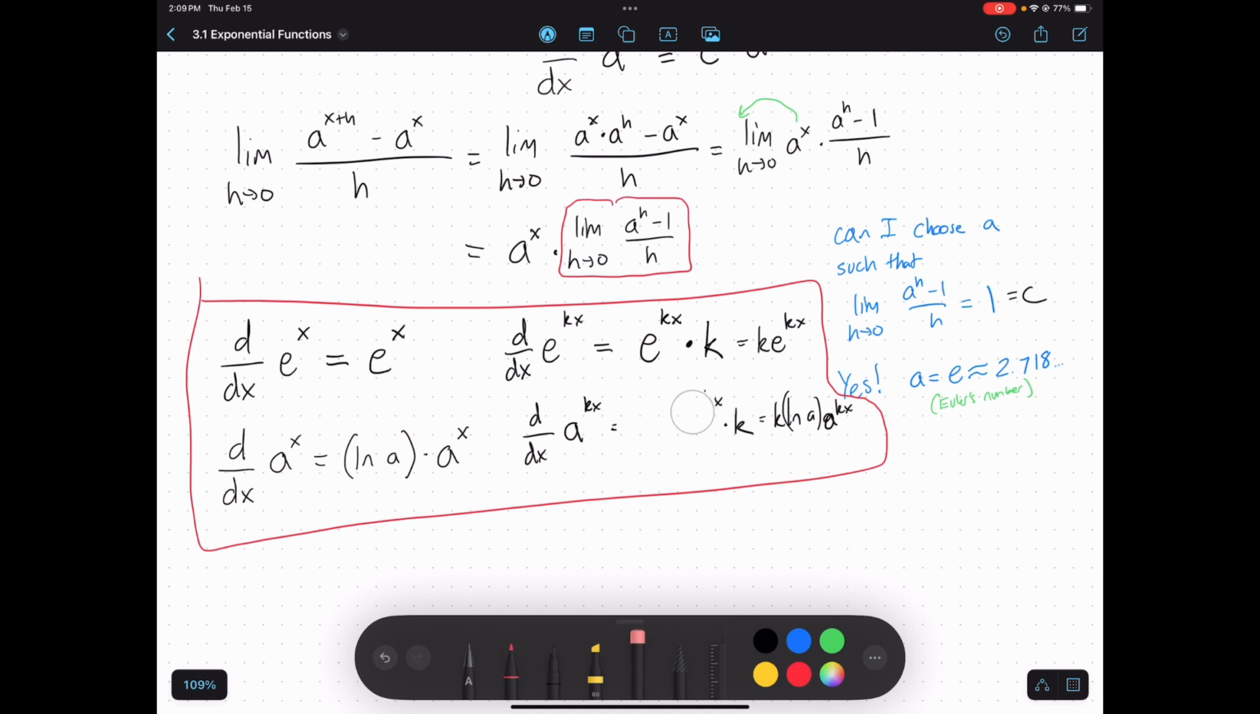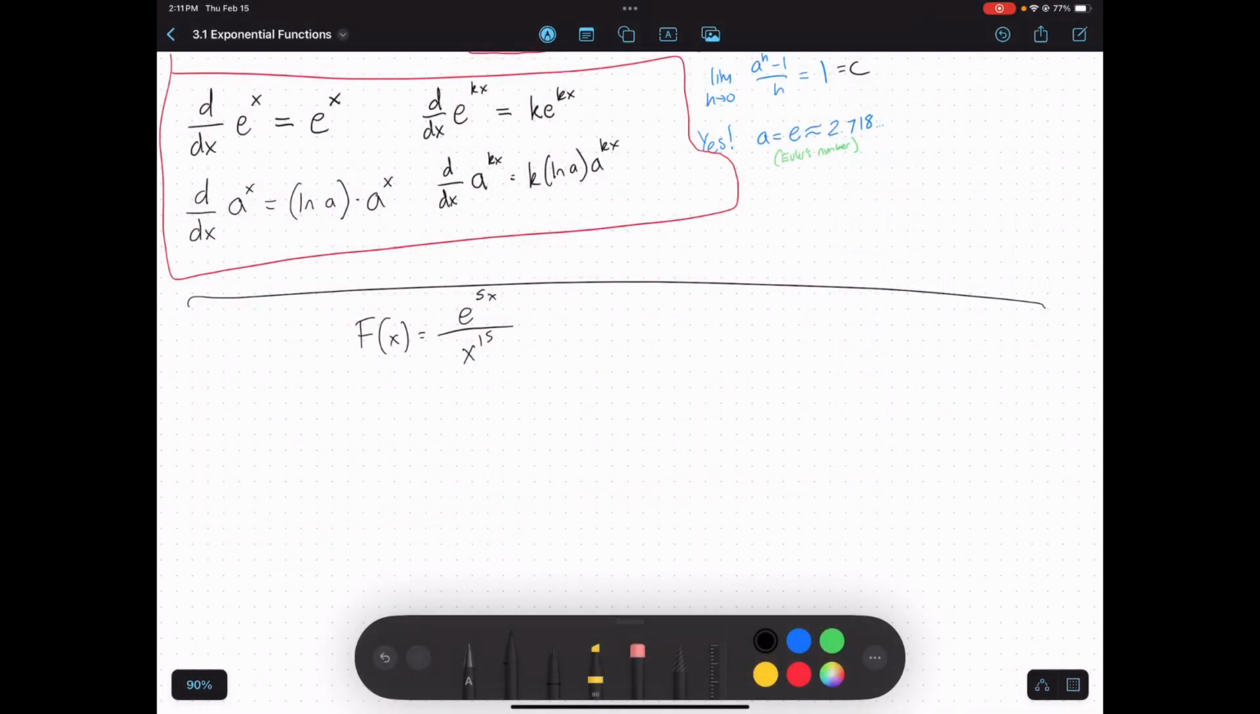And let me rewrite these to make it look a little bit nicer. So feel free to pause the video and go back and start working on some of the derivative problems in this chapter. But after this, we're going to go through one or two examples.